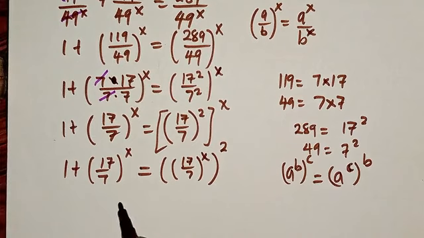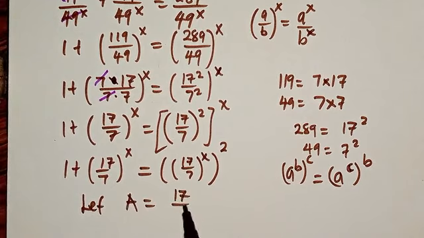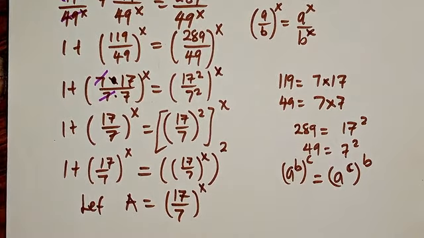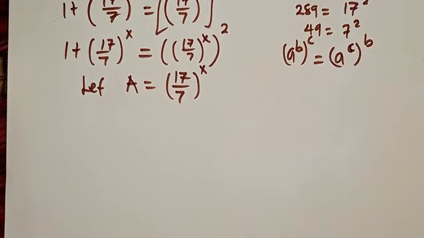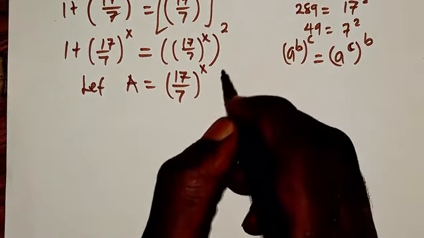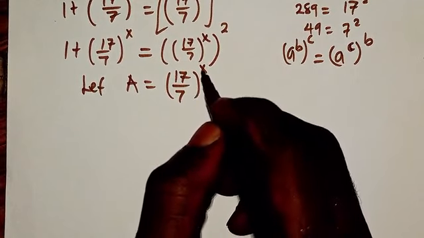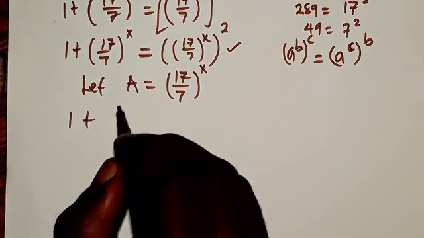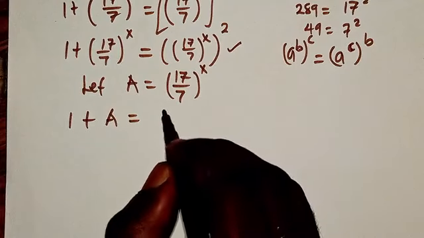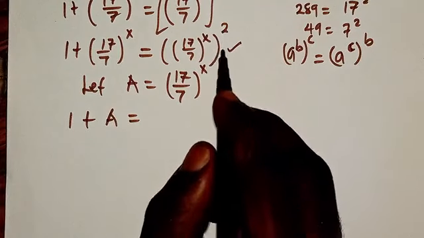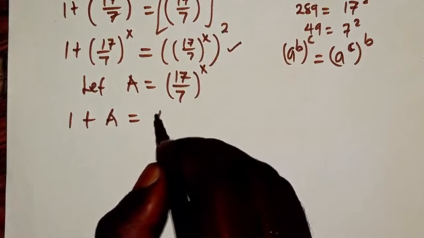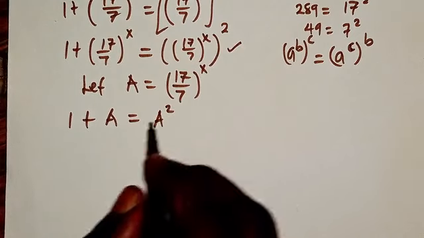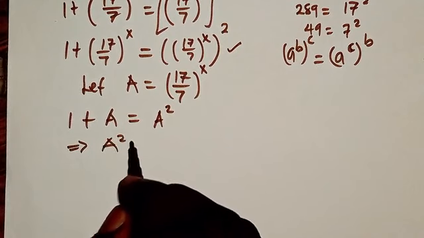Do you understand? So now let's let a equals 17 over 7 to the power x. Okay, so let us have it that way. The next thing we are going to do is replace anywhere we see 17 over 7 to the power x in this equation by a. We have 1 plus a equals, this is going to be a. Don't forget that we have the power here, the square. So we can rewrite this equation as a squared, right?